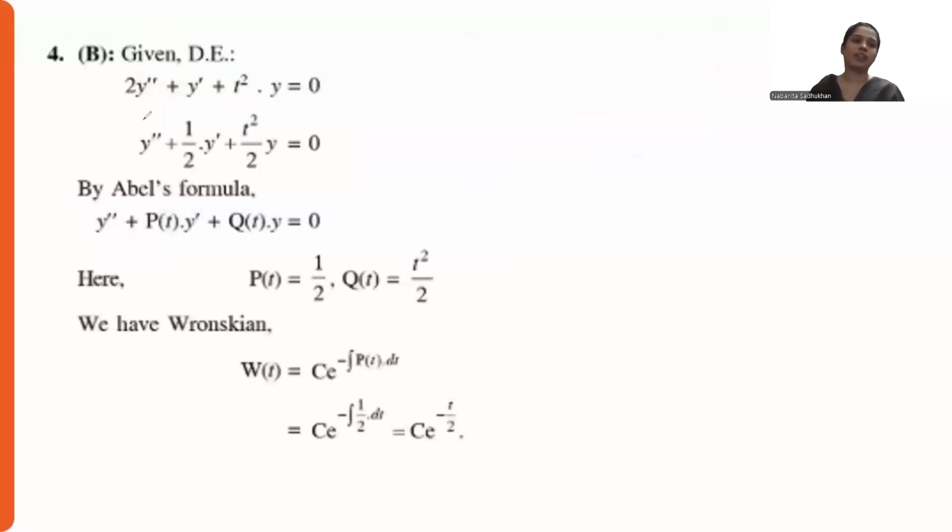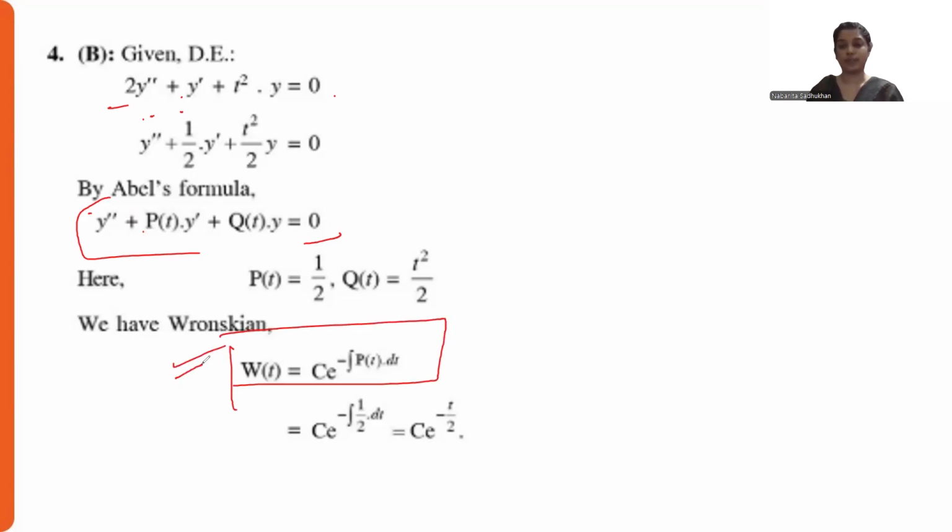Okay, so now the given differential equation is of this form: 2y double dash plus y dash plus t squared into y equal to 0. Now we divide the whole equation by 2, we get this. Now if we compare it with Abel's formula, we have the form y double dash plus p(t)y dash plus q(t)y equal to 0. Then our Wronskian is going to be, this is also a formula which we have to remember, W(t) equal to c e to the power minus integration p(t) dt.